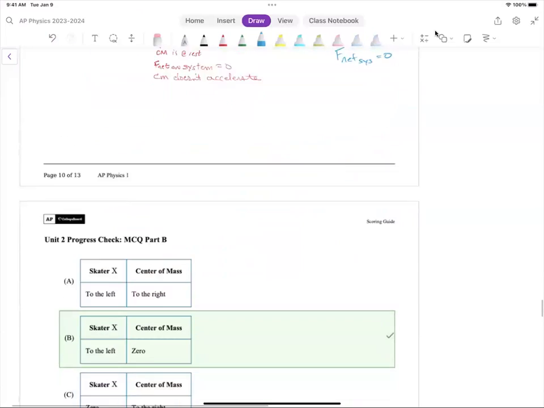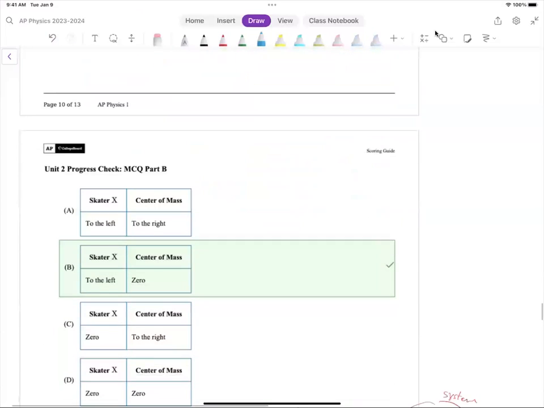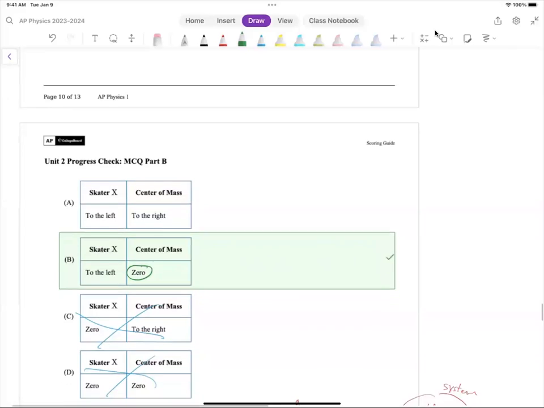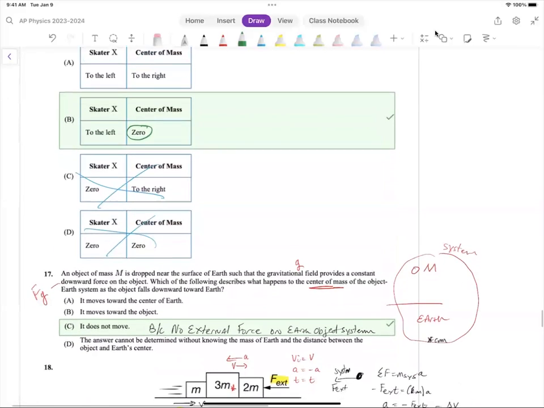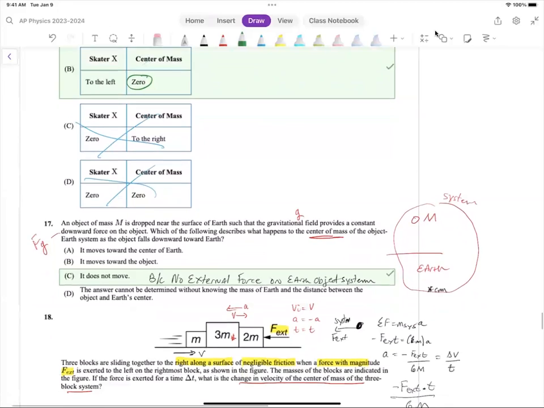It's a beautiful thing. So what is happening to skater X? Skater X is going to move to the left, but the center of mass is going to stay with a velocity of 0. So if you visually could see that skater X is going to move to the left, you can immediately get rid of C and D, and then you have to think about what is happening to the center of mass. Center of mass cannot accelerate unless an external force is acting on the center of mass of the system.